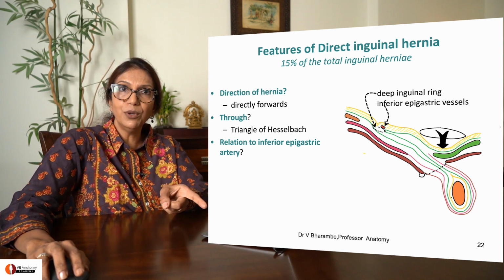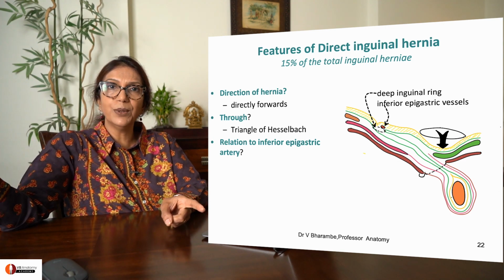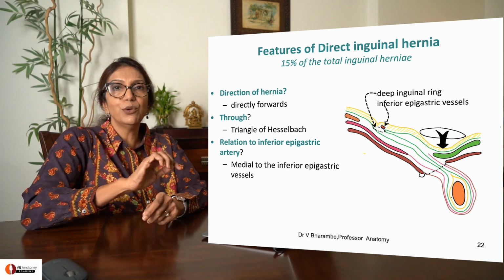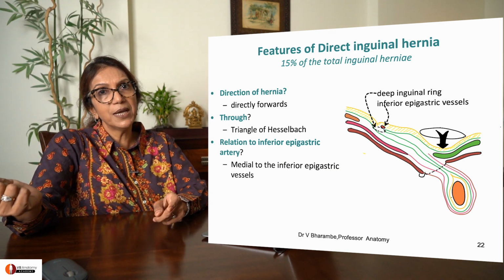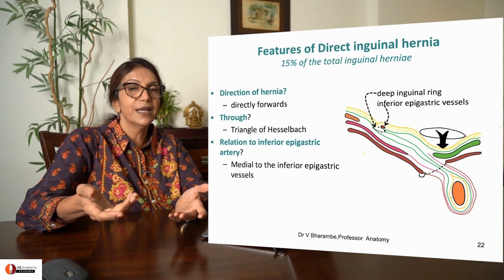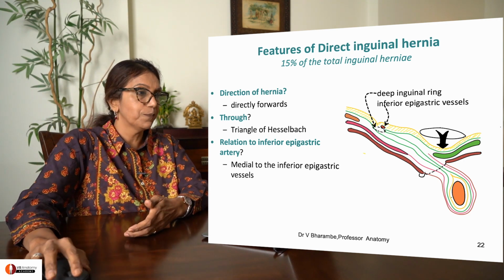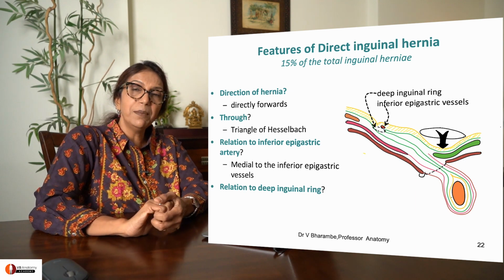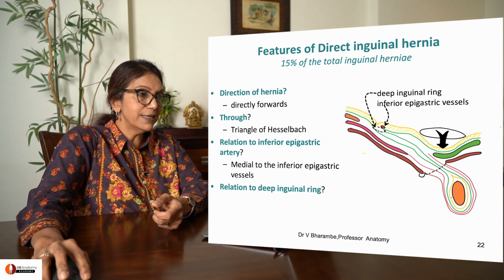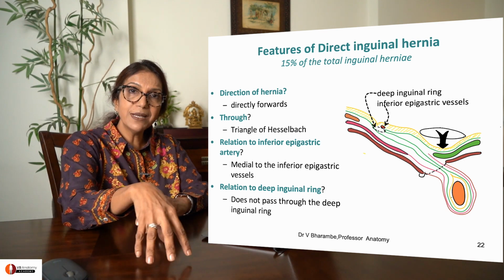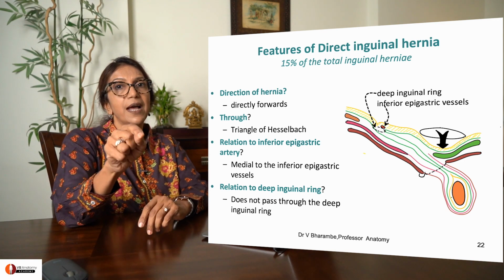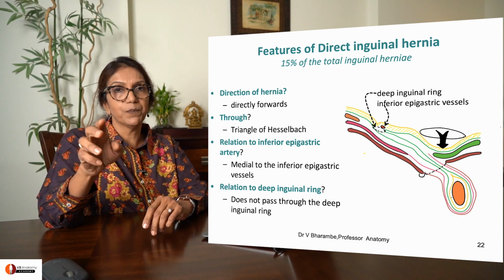Is it medial to the inferior epigastric artery or lateral to it? It's always medial to the inferior epigastric artery. If there is a hernia lateral to the inferior epigastric artery, what will you call it? Indirect inguinal hernia. Good. Relation to deep inguinal ring: it does not pass through the deep inguinal ring. Who passes through the deep inguinal ring? Indirect inguinal hernia. Got it?